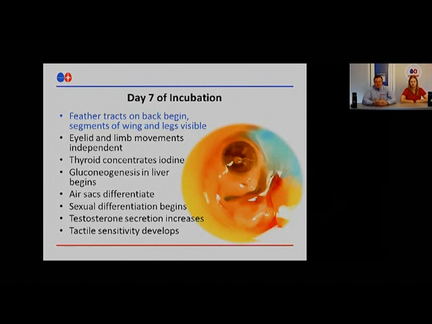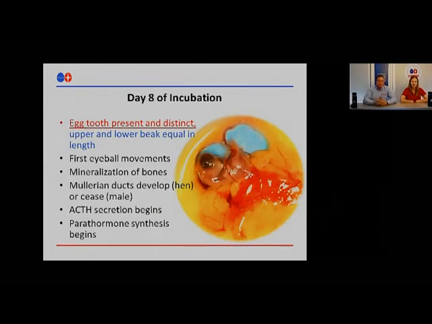Again, we see things like the lipogenesis in the liver begins, air sac differentiation, sexual differentiation begins. You know, we're finding out if this is going to be a hen or a rooster. This is occurring very early at a time where those cells are being moved to the areas that there will be needed in the embryo and they'll be part of that embryo.